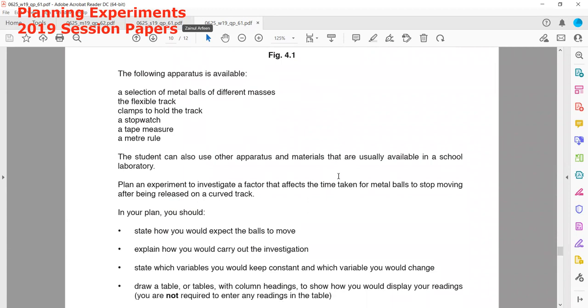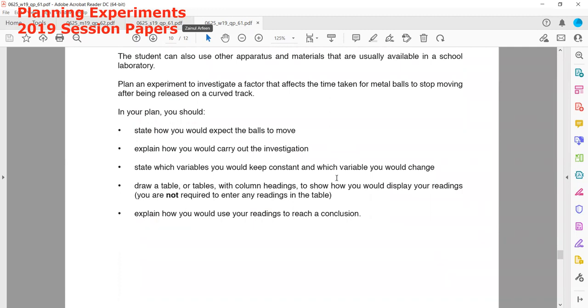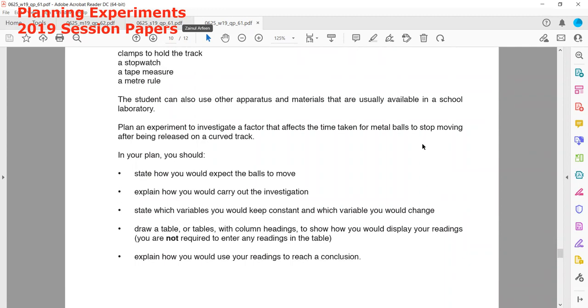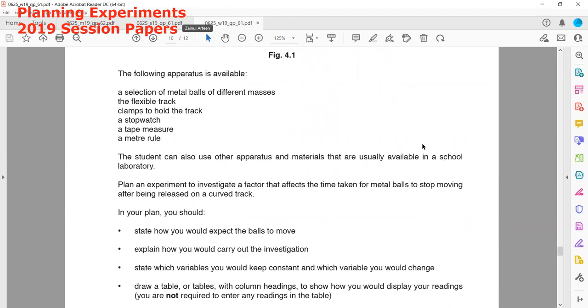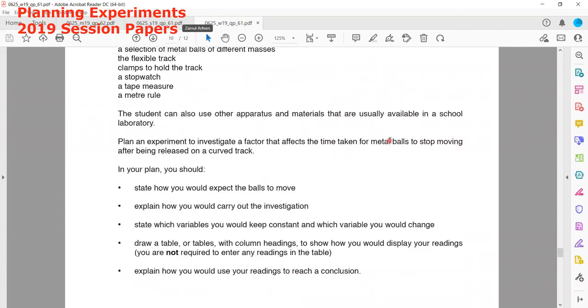A student can also use other apparatus that is usually available in the school lab. We have to plan an experiment to investigate a factor that affects the time taken for a ball to stop moving after being released. So state how you would expect the ball to move. We expect that when we release the ball, it will roll down, move to the opposite side, and then return back, and eventually it will complete its vibrations and stop at the central position. This is what we expect.